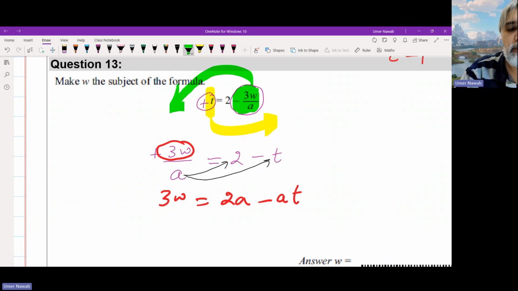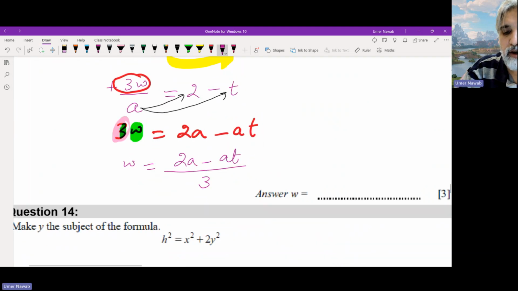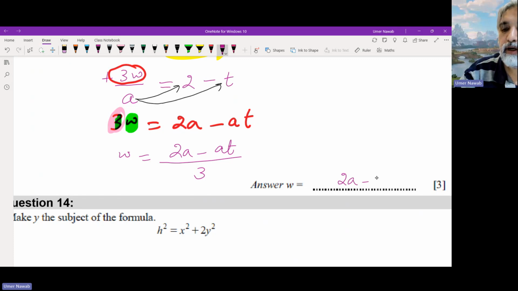Is my job done? No. Still 3 is there, which is multiplying. The opposite of multiplication is division. So W equals 2A minus AT whole over 3. And that's the final answer. 2A minus AT whole over 3.